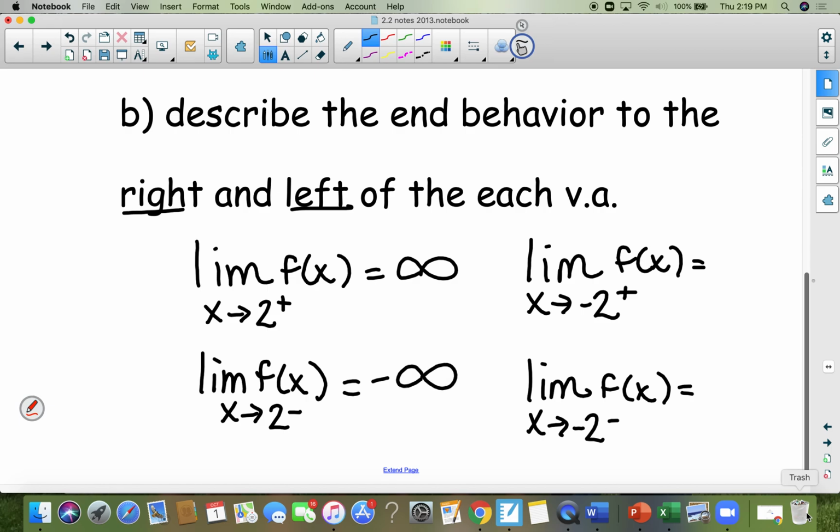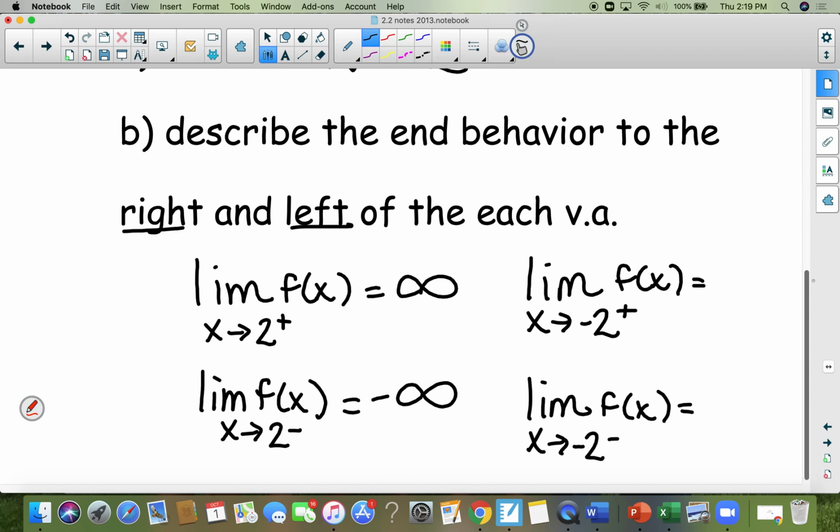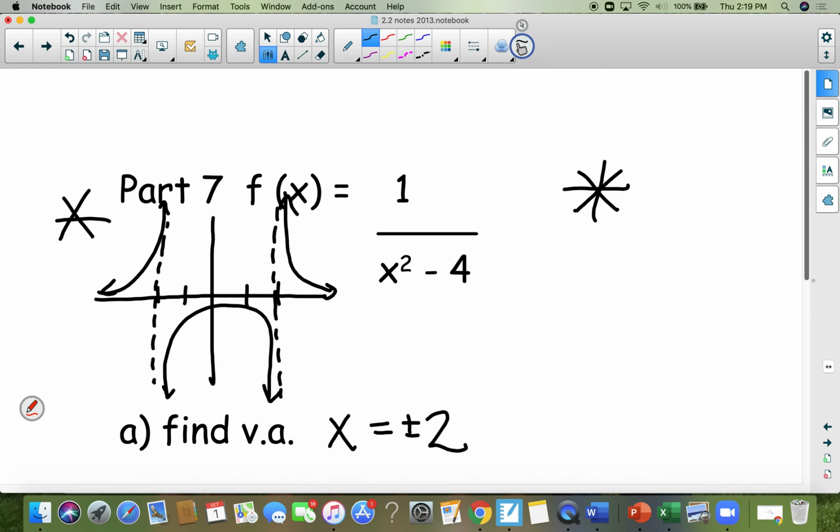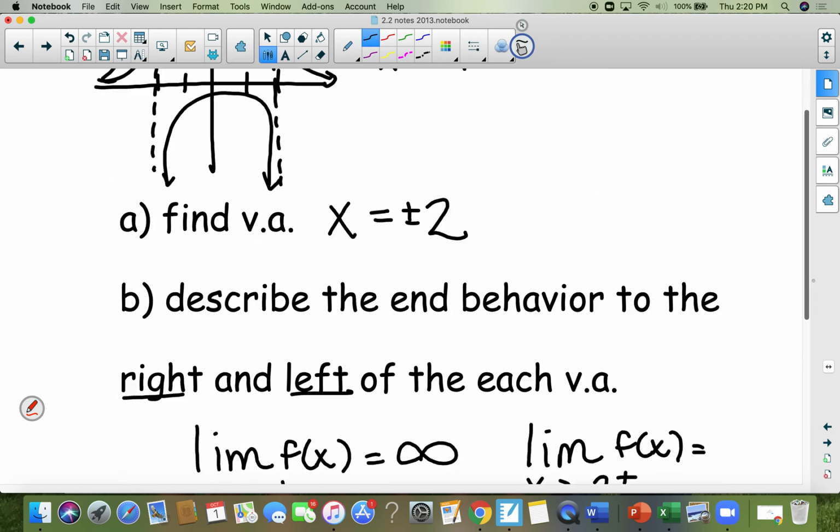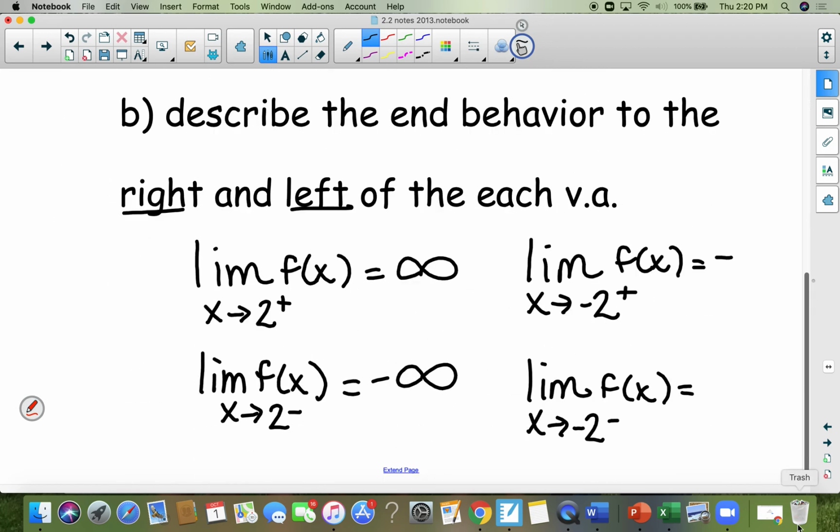Good? Okay, negative 2 from the right, you guys. Let's see. Negative infinity. Yep. Here's negative 2. This is the right side of negative 2. It's getting closer and closer to negative infinity. And I don't look, but I think it's positive infinity, isn't it? I don't want to scroll back up, but I think that one's also positive infinity.